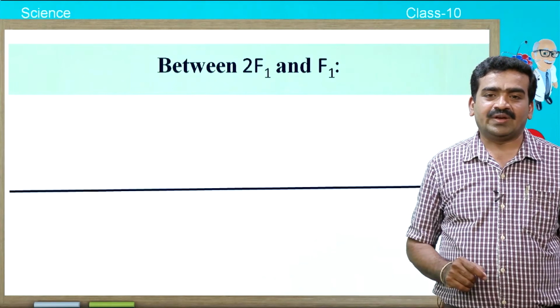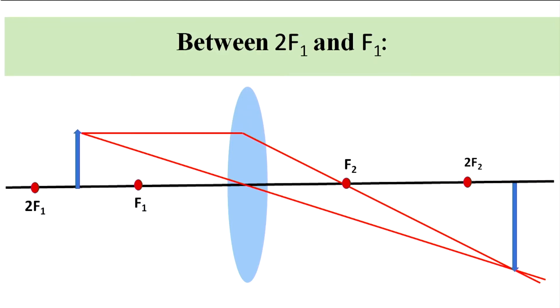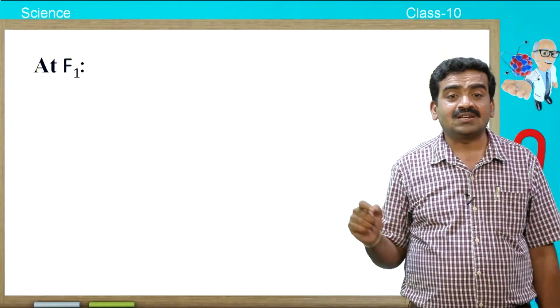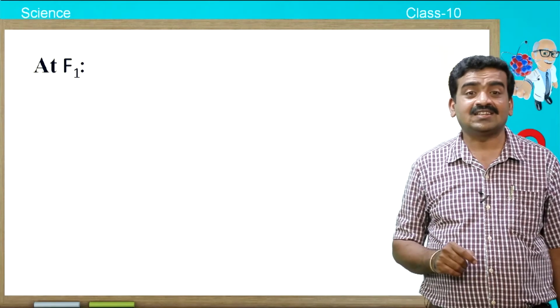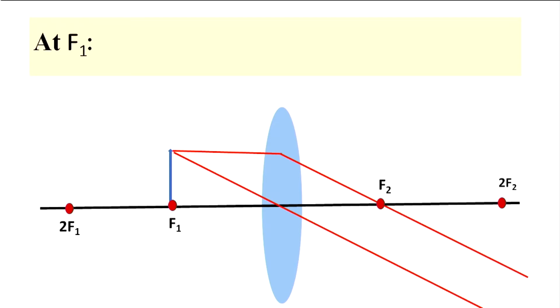I am showing you again. See, this is how the image is formed when the object is placed between 2f1 and f1. What happens if you place the object at the principal focus, that is at f1? If you place the object at f1, we get the refracted rays like this.